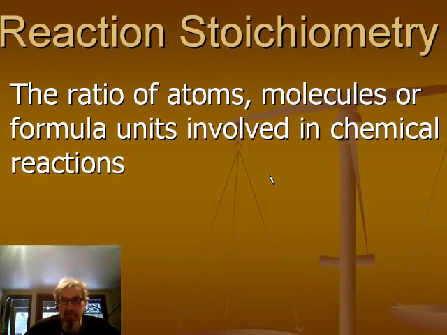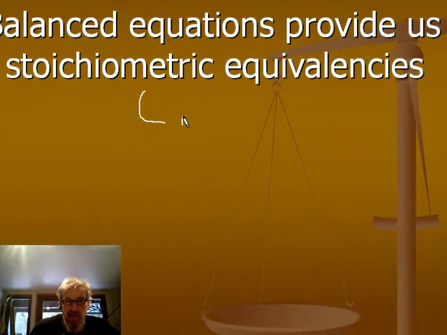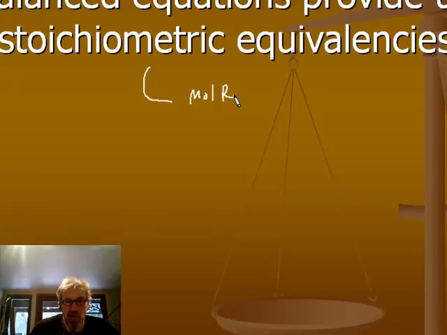Reaction stoichiometry we haven't worked very much with, although you did see a problem or two so far. This has to do with the ratio of atoms or molecules or formula units involved in chemical reactions. So when substances react with one another, how do they go together? There are ratios involved there too. Where we get these ratios are from the balanced chemical equations. If we look at the coefficients on substances when the equations are balanced, we find that they provide us with what are called stoichiometric equivalencies, or another name that these go by is mole ratios.